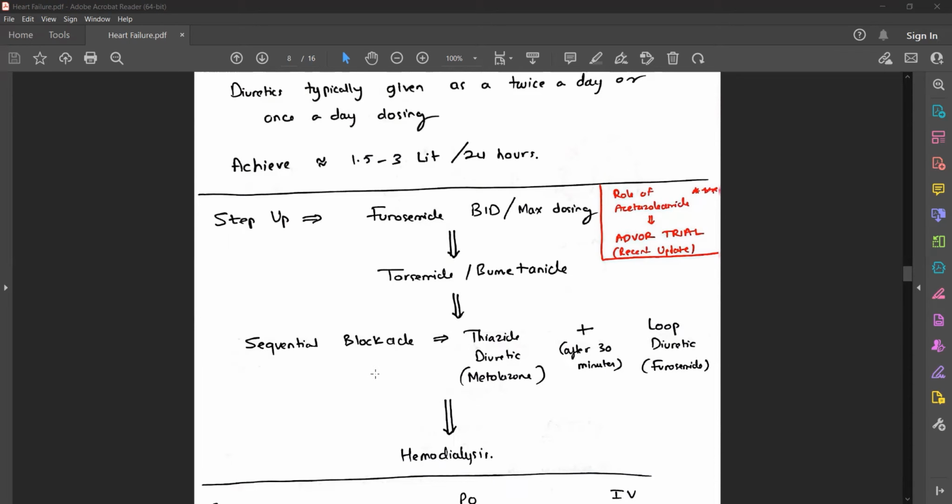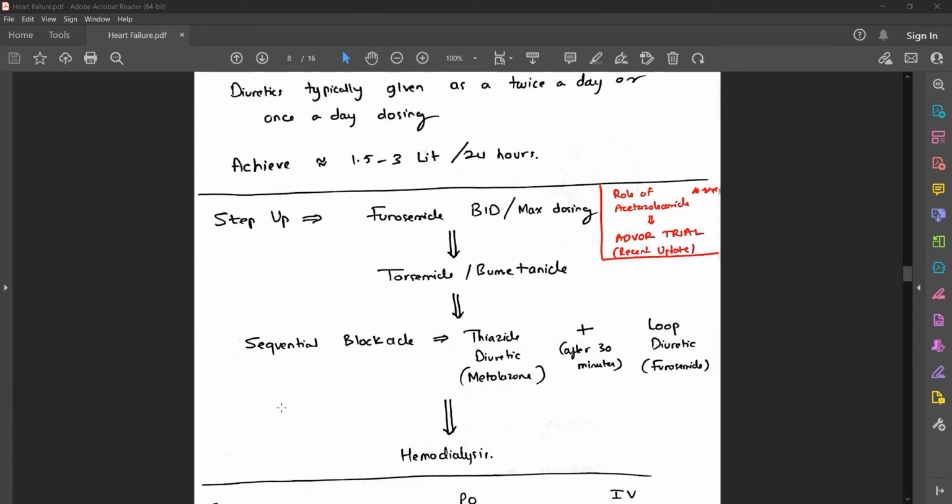Even if this is not working and the patient is still congested, or if the patient is not making any urine, you go for hemodialysis. Now remember, there are different causes of the patient not responding to diuretics. Either the kidneys are really damaged, or the patient is in cardiogenic shock. So this I'll be discussing later.